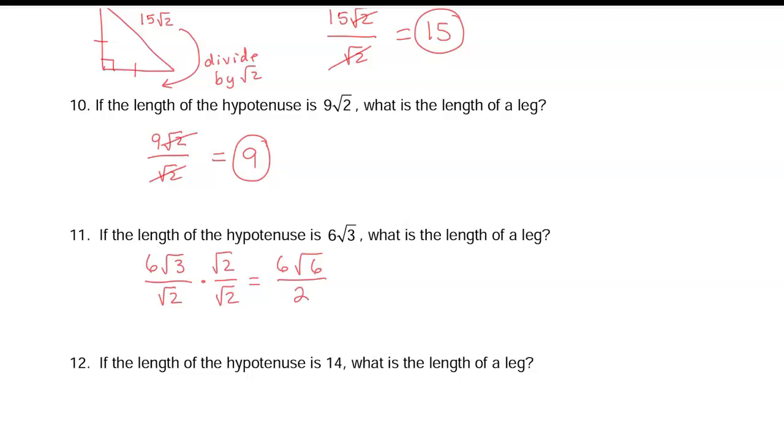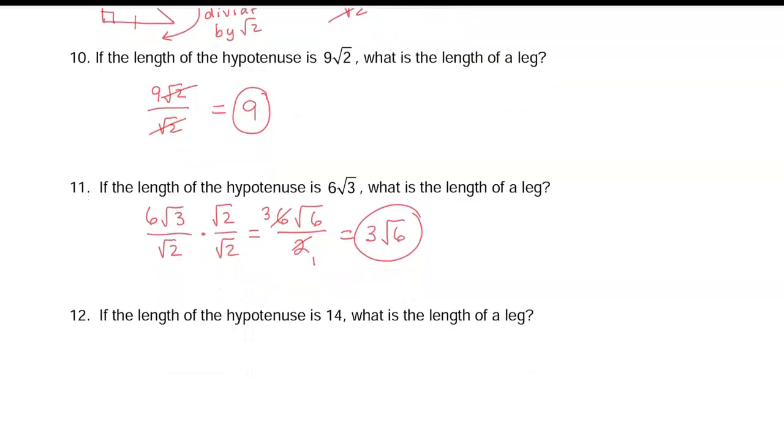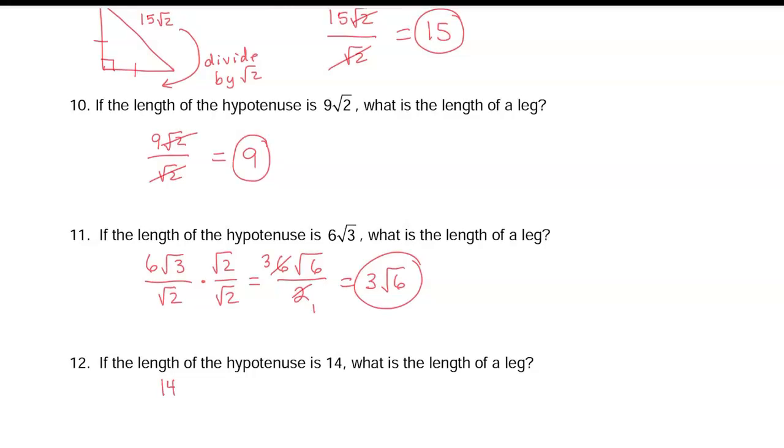The 2 on the bottom cancels with the first 6 on the top. 2 goes into 2 once, 2 goes into 6 3 times. 3 root 6 is the length of the leg. Number 12, hypotenuse is 14, so I'm going to divide by root 2 to get the leg. But I can't leave the answer like that. I need to rationalize the denominator.